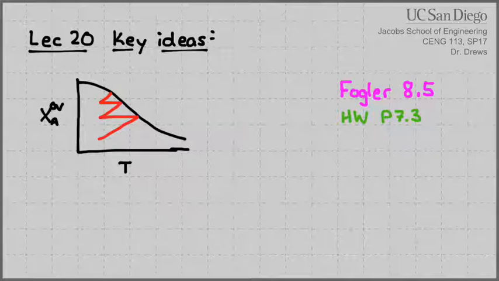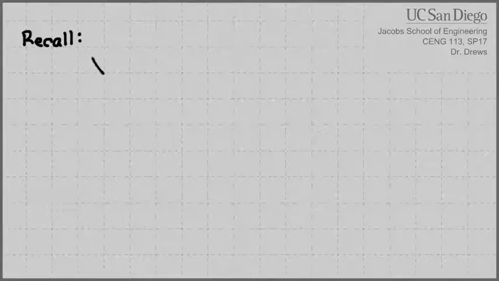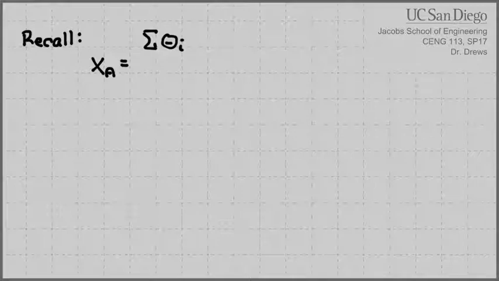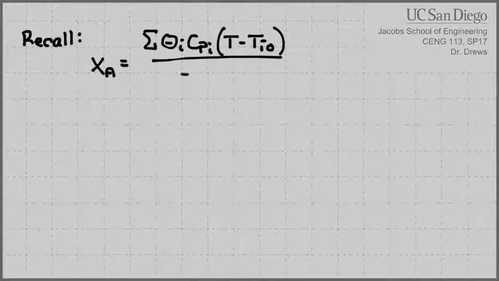All right, so today's topic, we're going to figure out what this plot means, how do we use it, what is useful about it. Somewhere in your notes, you should have an expression that looks something like this. The conversion of some species A is equal to the sum of those theta i's, which are the ratios of the inlet flow rates, times Cp of each species, times T minus Ti naught, divided by minus delta H.